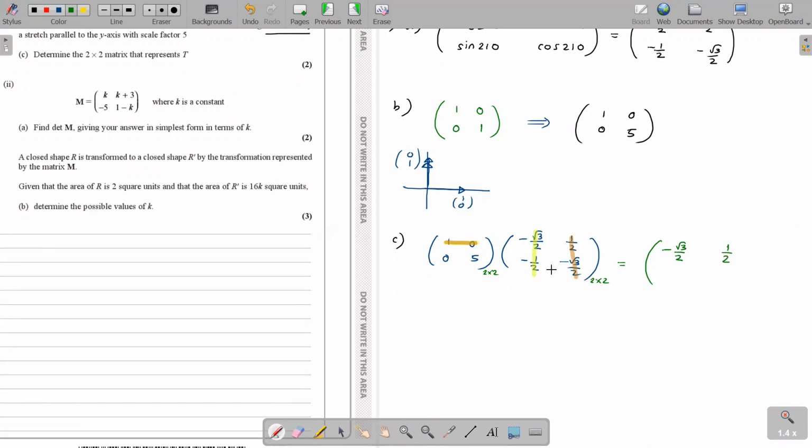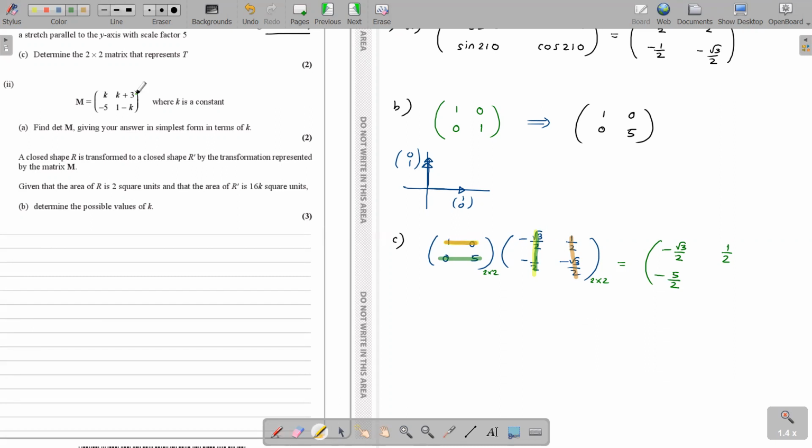0 into minus root 3 over 2 is 0. So you agree with me? The next one is 0, 5. We multiply with minus root 3 over 2 and half. So 0 into minus root 3 over 2 is 0. 5 into minus half is minus 5 over 2.